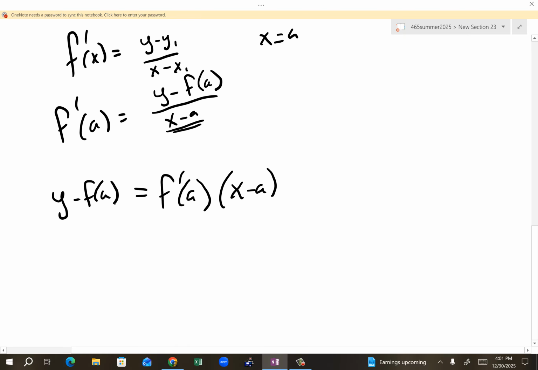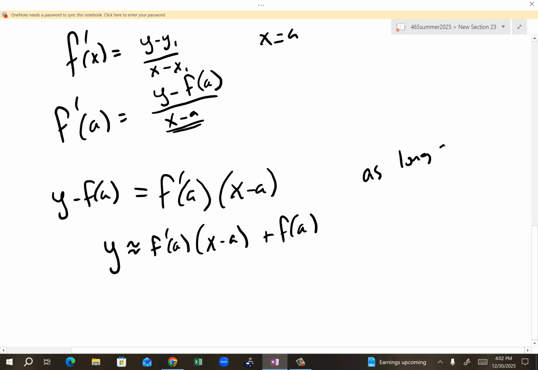And then, of course, when you solve, you're going to say that y is approximately equal to f prime at a times x minus a, plus f of a, which is what I wrote a minute ago. Now, this holds as long as the x we care about is close to x equals a.